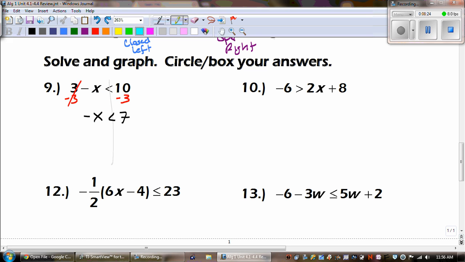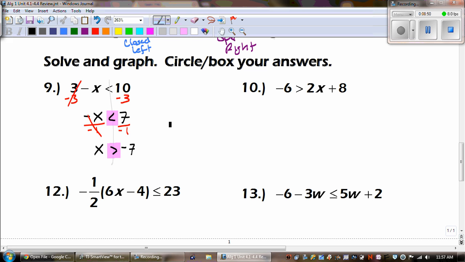Now, to get the x by itself, I have to divide by a -1. And whenever we divide by -1, we have to flip that symbol. So now before it was pointing at the x, now it's going to be pointing to the -7. So we have x is greater than -7.